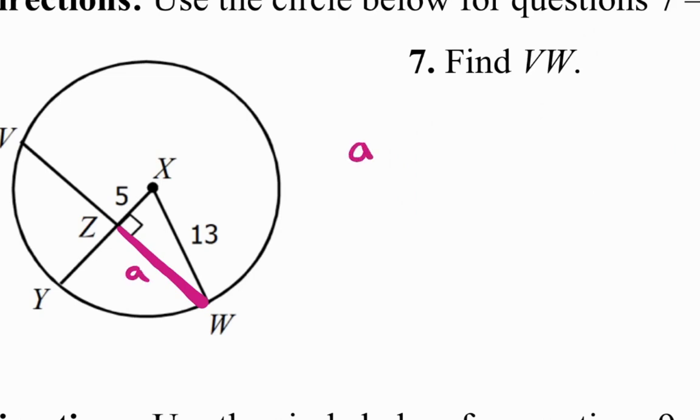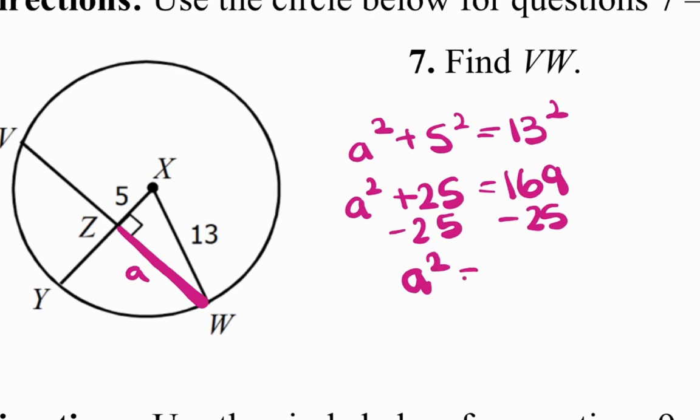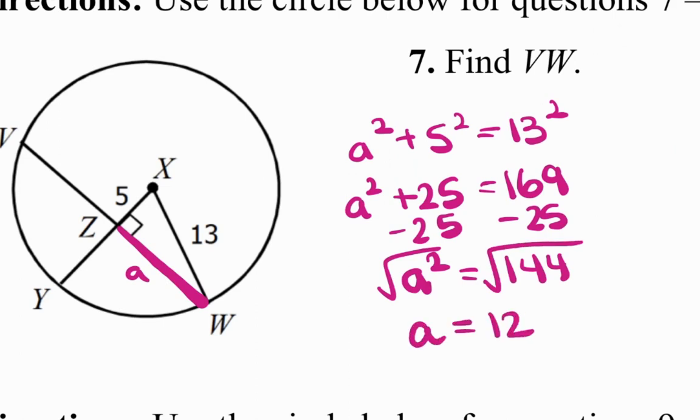So we have a squared plus 5 squared equals 13 squared. Okay, that's just from this triangle right here. So we have a squared plus 25 equals 169. Subtract 25 on both sides. So we get a squared is 144. Take the square root. We get a is 12.